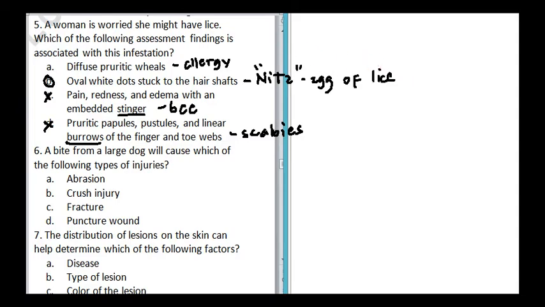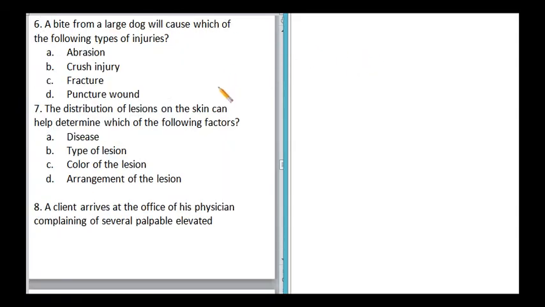Next, number 6. A bite from a large dog will cause which of the following types of injury? A. Abrasion. B. Crush injury. C. Fracture. Or D. Puncture wound. So in this situation, we're talking about a bite from large dogs. Please take note of those keywords. Large dog.